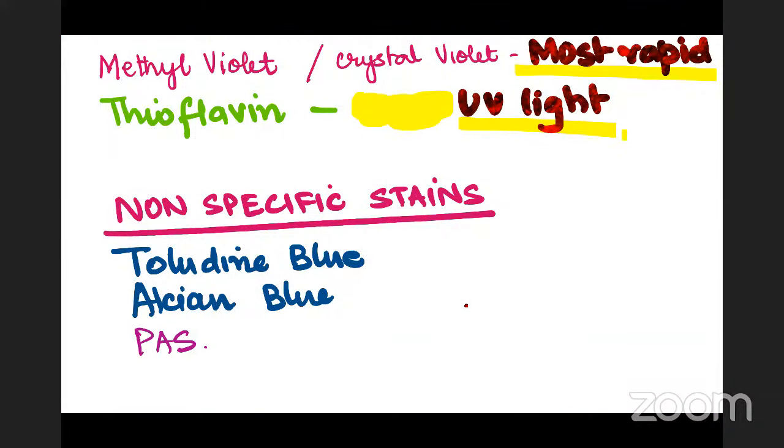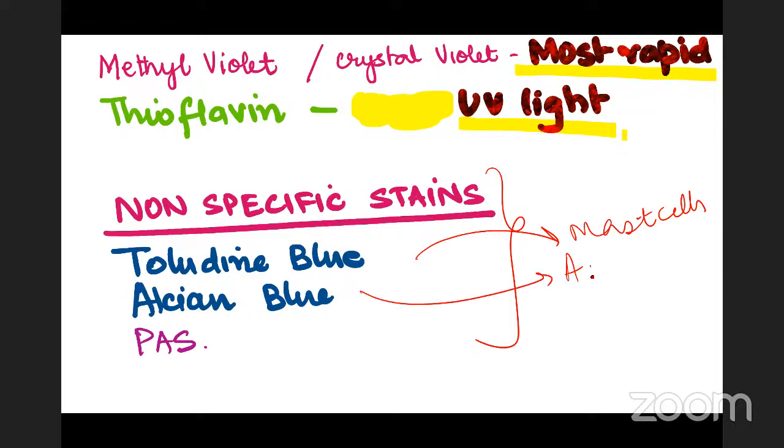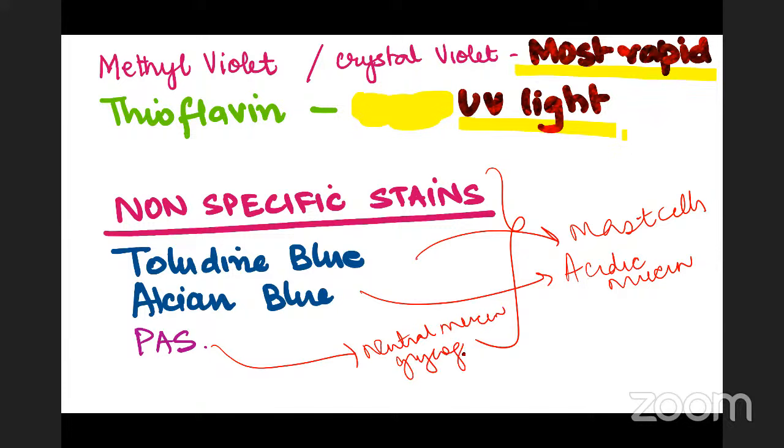Remember, what are the other stains of amyloid? Methyl violet and crystal violet are the most rapid stains for amyloid. Thioflavin is stained under ultraviolet light. The non-specific stains are toluidine blue, which is normally a stain for mast cells, but it can stain amyloid also. Alcian blue is normally a stain for acidic mucin, but it can also stain amyloid. PAS is normally a stain for neutral mucin, glycogen, basement membranes, and fungal hyphae, but again, it can also give positivity for amyloid. So these are non-specific stains which can give positivity for amyloid also.